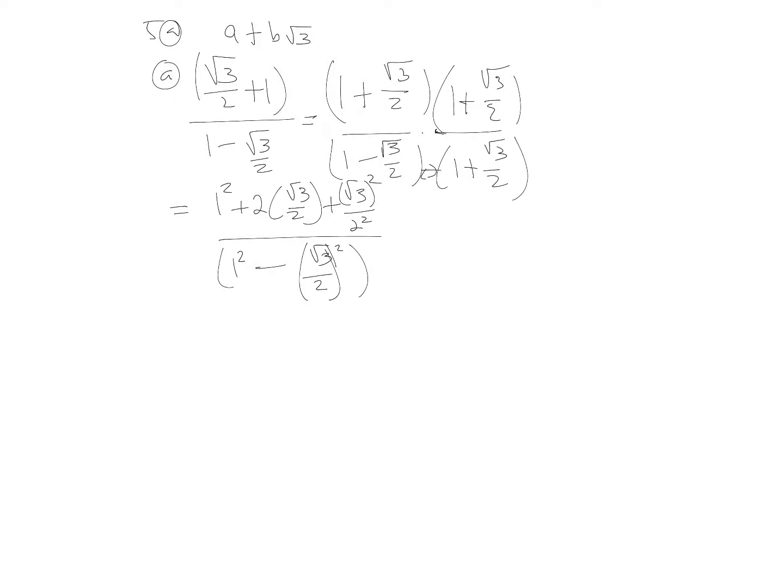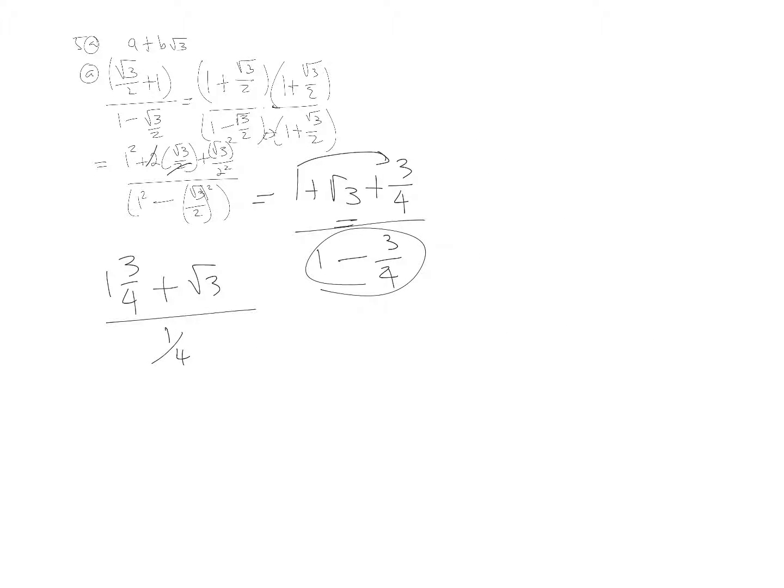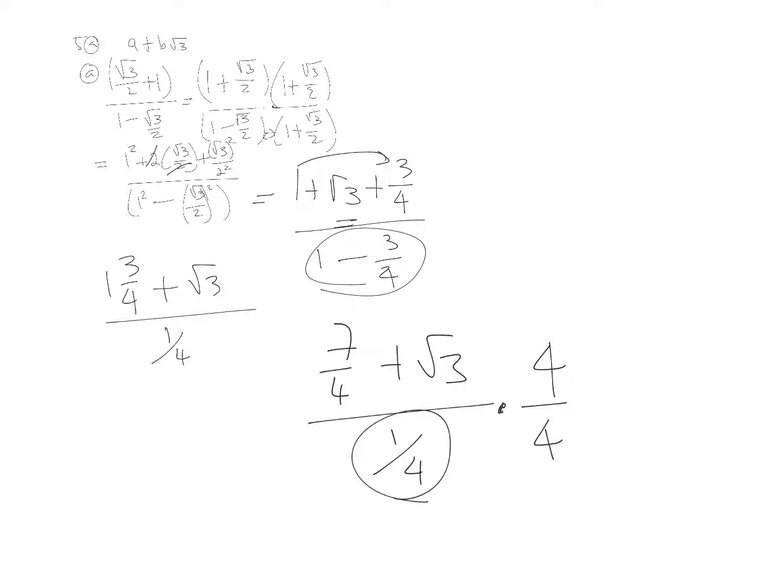So let's simplify that even further. First of all, I'm going to express the 1 3/4 as an improper fraction. So it will become 7 over 4, plus root 3, over 1 over 4. And I'm going to multiply the top and bottom by 4 because I want to get rid of that quarter in here.